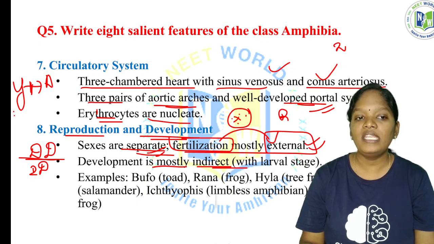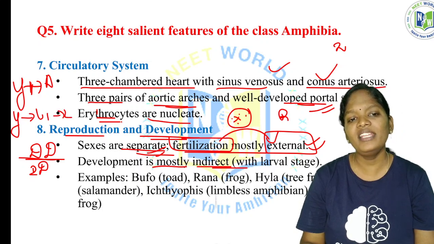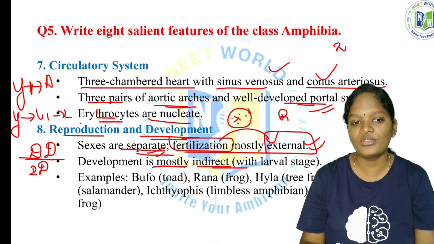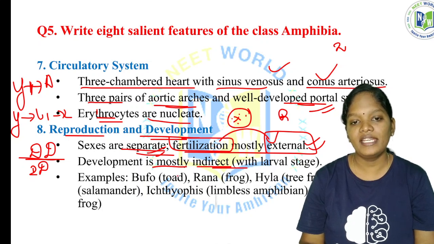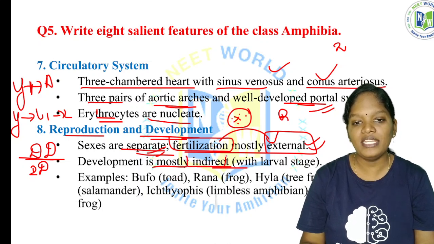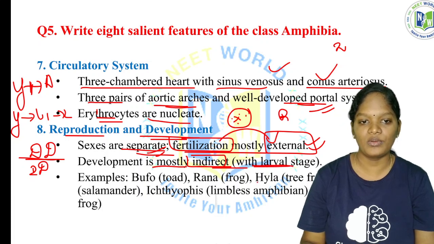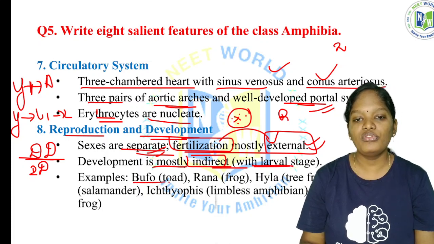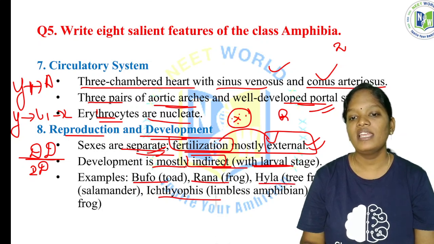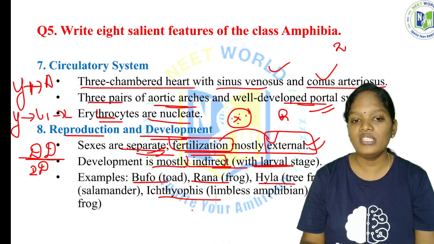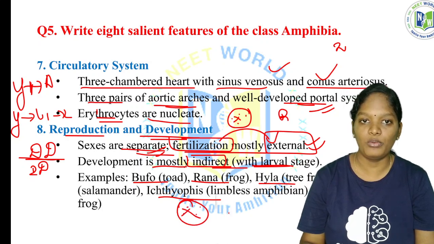So in case of indirect development, the young one develops into a larval stage 1, larval stage 2, and finally it will develop into an adult. So that is what direct and indirect development are. Here the development is indirect, so obviously there will be the presence of a larval stage. Examples are Bufo, Rana, Hyla, Salamandra, Ichthyophis, Rhacophorus. So these are the different types, and the examples are very important.